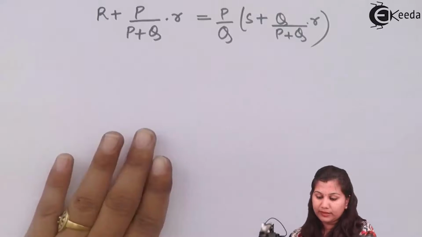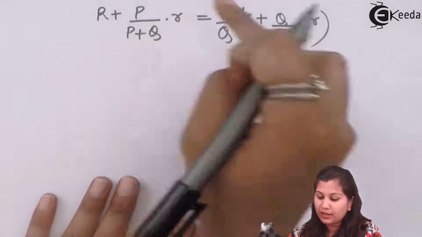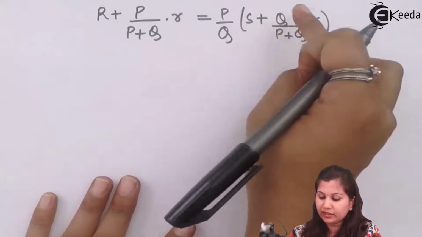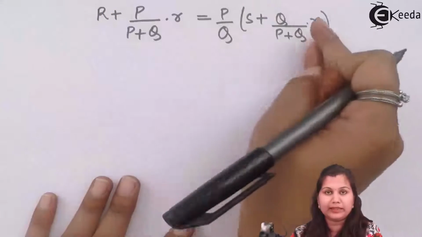Now when we solve this, what do we get? P upon P plus Q into R. And here if we multiply, Q and Q will cancel. Again we get P upon P plus Q into R. So that will be cancelled.